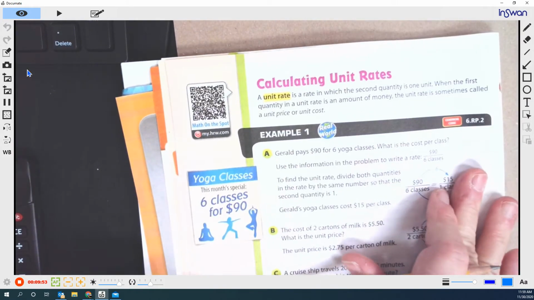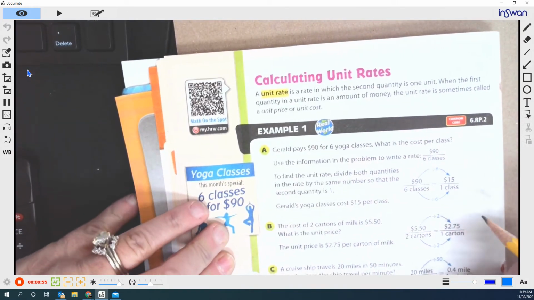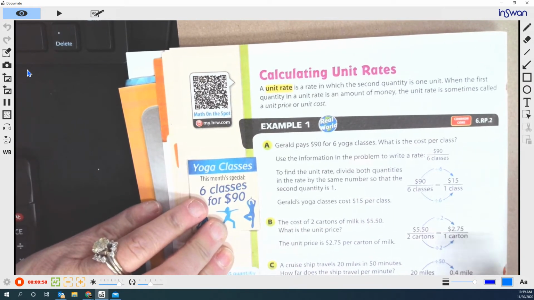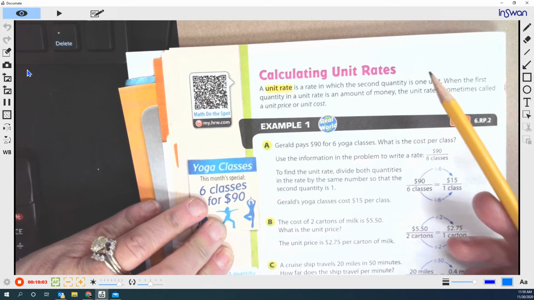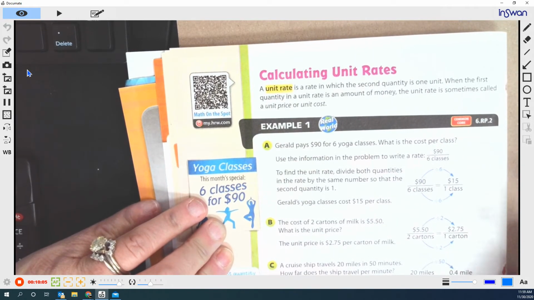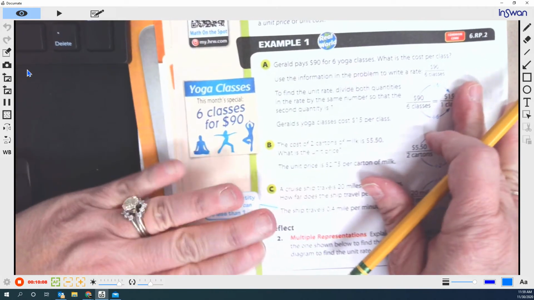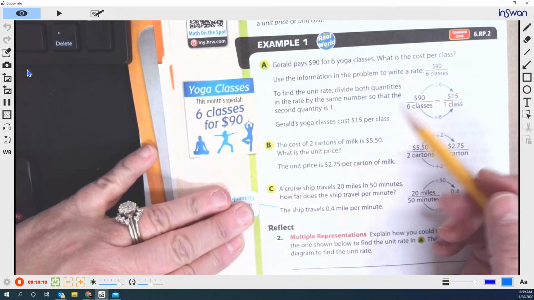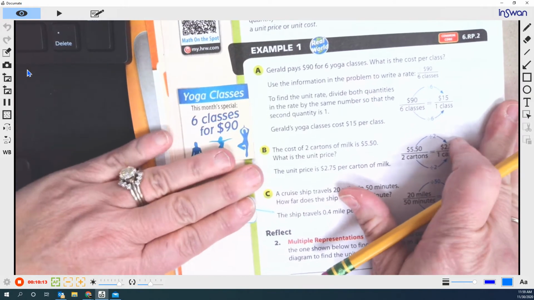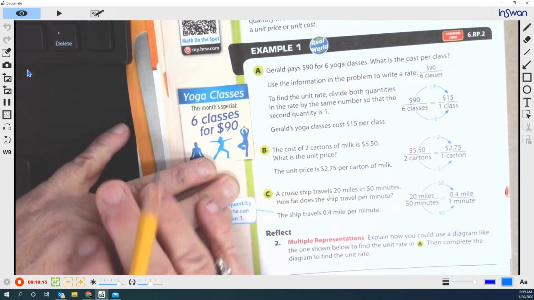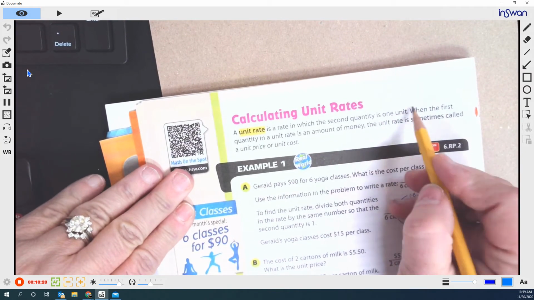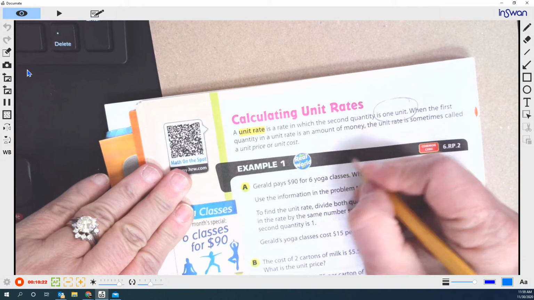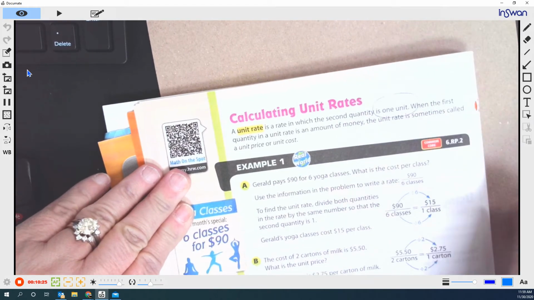But basically, let me go this way. Okay, there we go. Basically, the unit rate is a rate in which the second quantity is 1 unit. And you always want to set it up so whatever quantity that you're solving for to be that unit will be on the bottom. The unit rate is sometimes called the unit cost or the unit price, but really unit means 1. So we're looking for the price for just 1 item. And when you set it up, you would have whatever you're solving for with the 1 on the bottom.